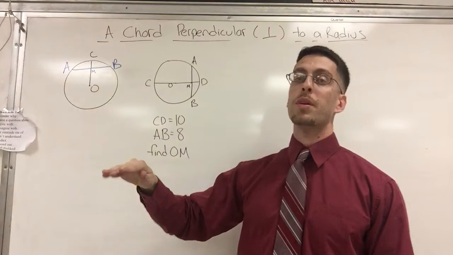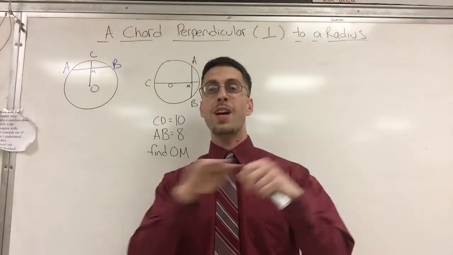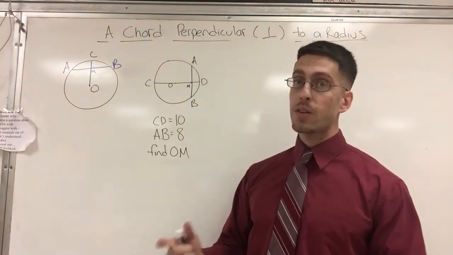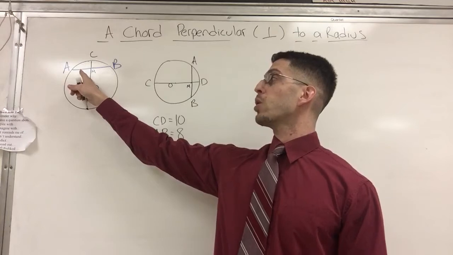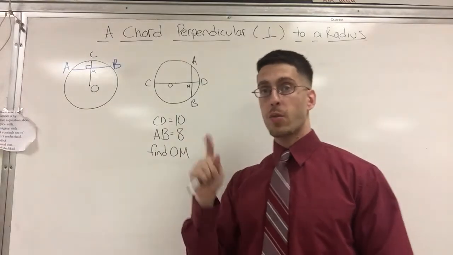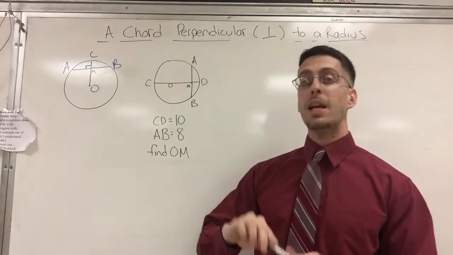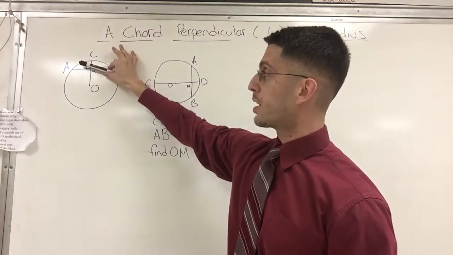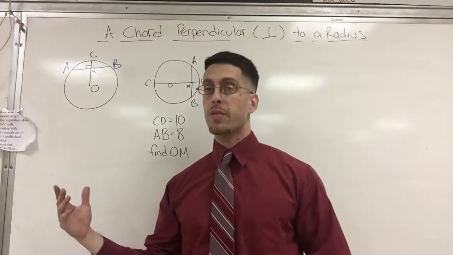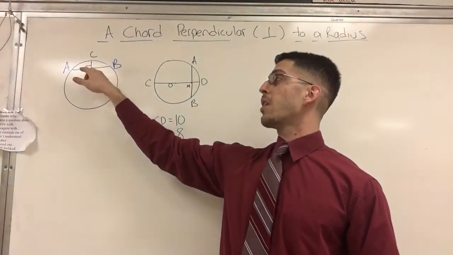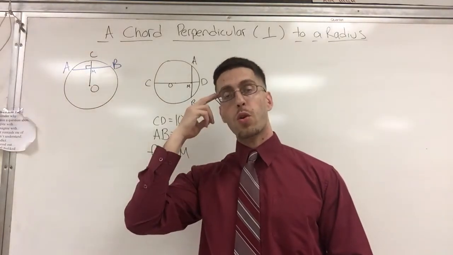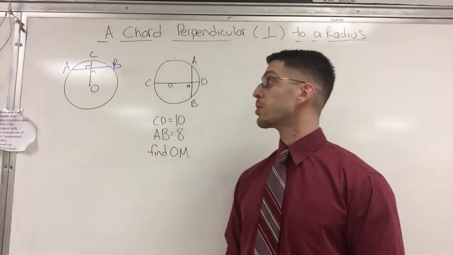AB is a chord. It's a line segment that goes from one point on a circle to another point on a circle, not necessarily through the center. And I am telling you, and they have to tell you this in the problem, that the chord is perpendicular to the radius. So that is a right angle. If it's not perpendicular, for example, I could have drawn AB at an angle like this, some kind of diagonal, then nothing I say is relevant. It's only relevant if the chord is perpendicular to the radius. When it is perpendicular, you have a right angle, and then you use your whole list of knowledge on what you do with right angles.